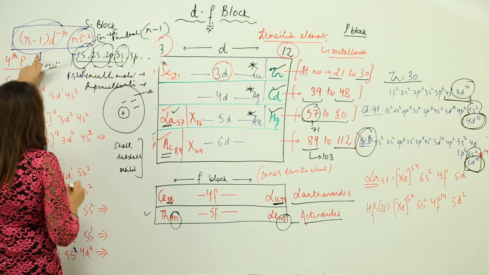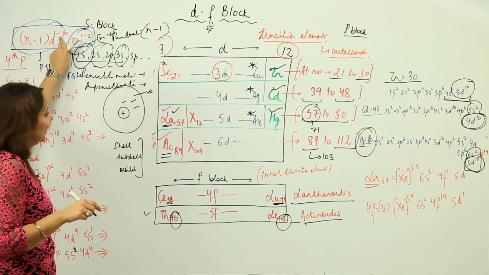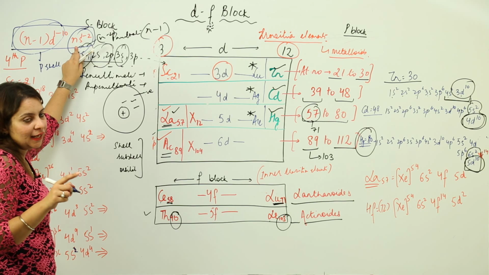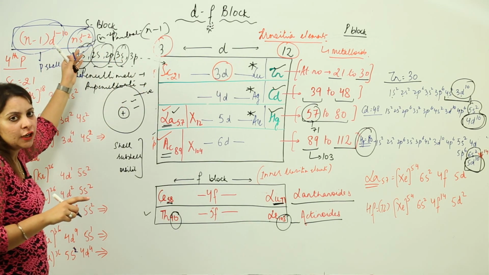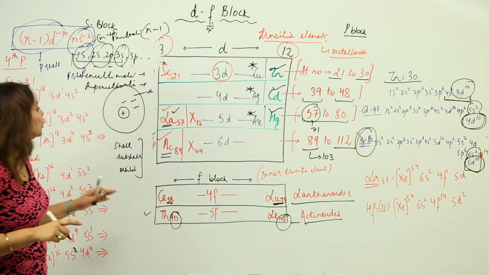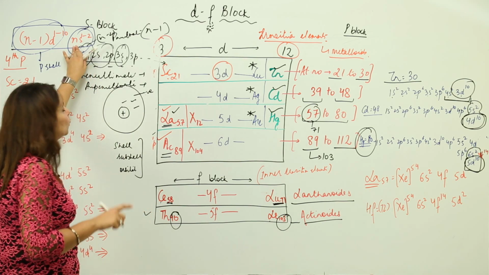So that means in the penultimate shell, that is (n-1)d, the electrons can be 1 to 10, and in the outermost shell, that is the ns, the electron can be 1 or 2, or it can be 0 also. It can be 0, 1 to 2. But if we see in this case, this d block strictly, ns is 1 to 2.